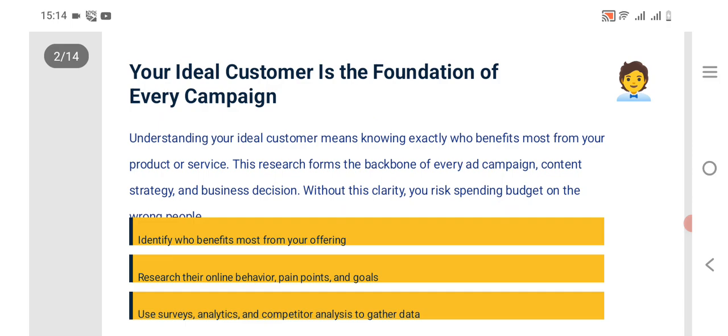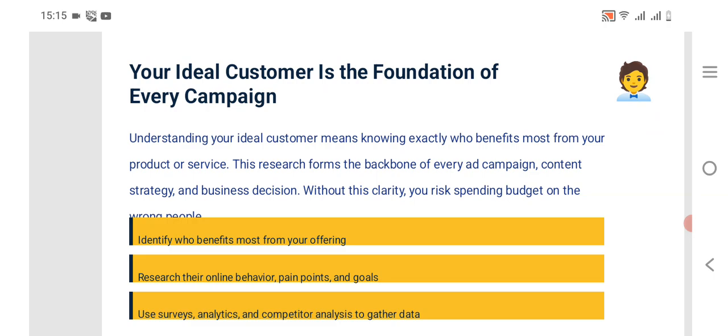Let's continue. Now, your ideal customer is the foundation of every campaign. Understanding your ideal customer means knowing exactly who benefits most from your product or service. This research forms the backbone of every ad campaign, content strategy, and business decision. Without this strategy, you risk spending budget on the wrong people. So you need to identify who exactly you are targeting. Who benefits most? Who are the people that buy most? You need to identify them.